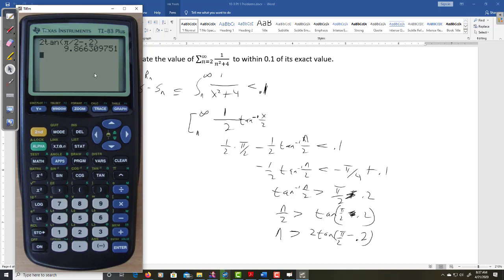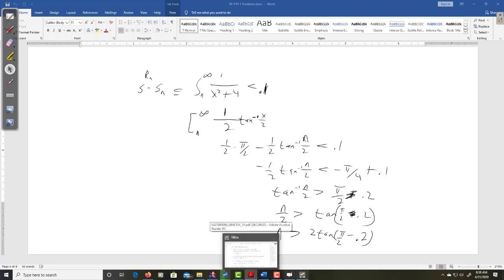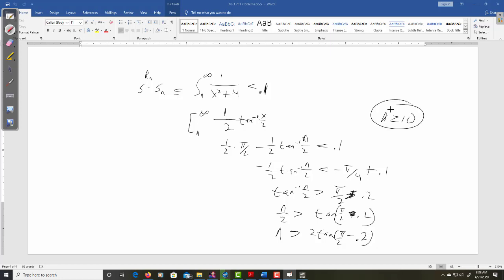Of course, we want to round up to have enough margin, so n is greater than 10. And I guess it could include it since it just has to be greater than that 9.87 value. So n is greater than or equal to 10. So then we want to estimate up to that, so we just do a sum from n equals 1 up to 10 of 1 over n squared plus 4.